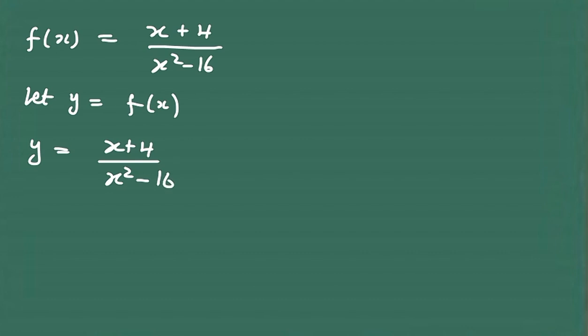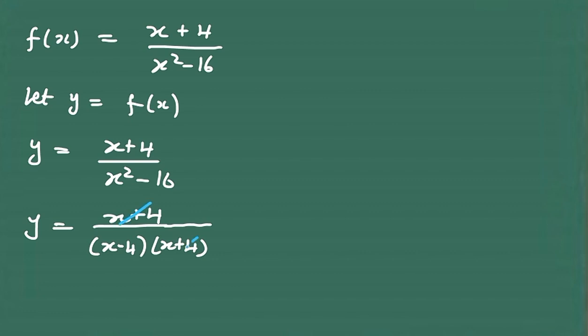Alright, so in this case, we see that this can be simplified. y equals x plus 4 all divided by x minus 4 times x plus 4. Okay, now we know that x plus 4 cancels out, and we are left with y equals 1 over x minus 4.